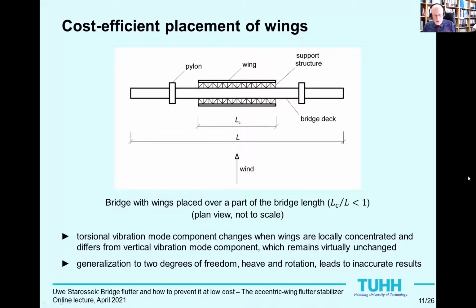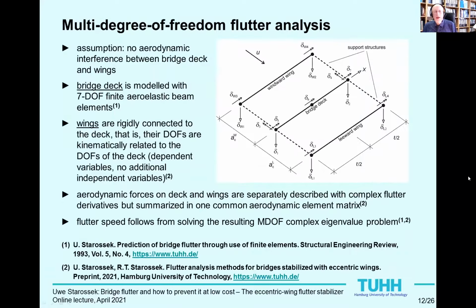To be able to accurately model such configurations, a finite element multi-degree of freedom flutter analysis method has been developed that is based on the finite aeroelastic beam element shown here. Because of the vertical offset between the wings and the bridge deck, it is assumed that there is no aerodynamic interference between these elements. Instead, the aerodynamic forces on both the deck and the two wings are separately described by the respective non-stationary aerodynamic coefficient functions, the so-called flutter derivatives, but summarized in one common aerodynamic element matrix.